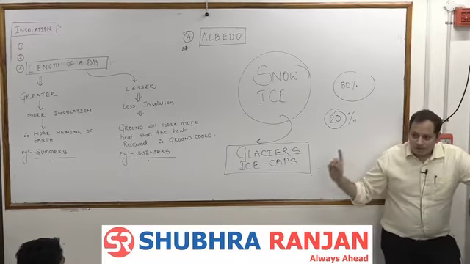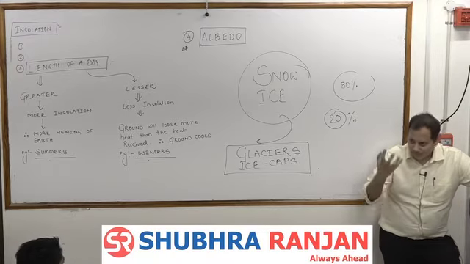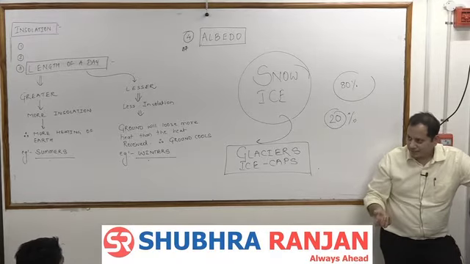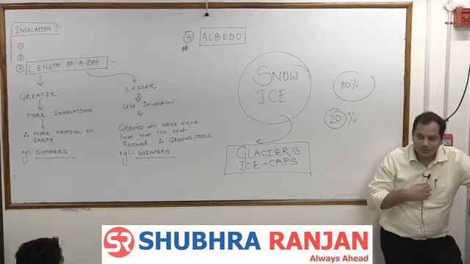Now, how are we changing this? Why is albedo important? Are we changing the albedo of the earth? Are we decreasing the albedo of the earth? What is happening to the ice caps and glaciers? They are melting. Why?